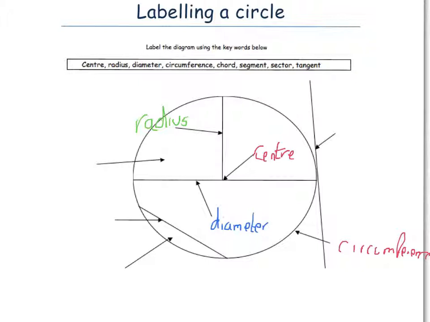You've also got a chord, which is a line that goes from one side of the circle to the other, but not through the centre. The diameter goes through the centre, while a chord doesn't. So this line here represents a chord.